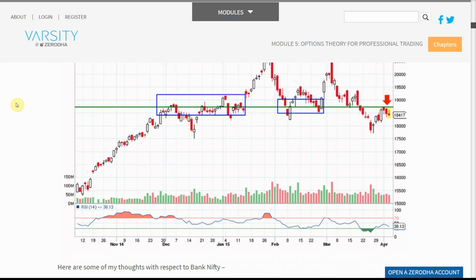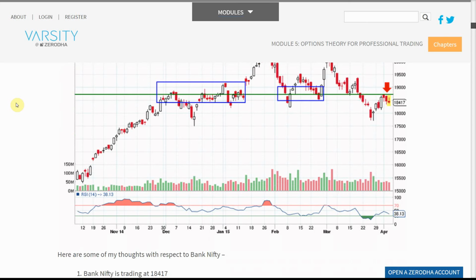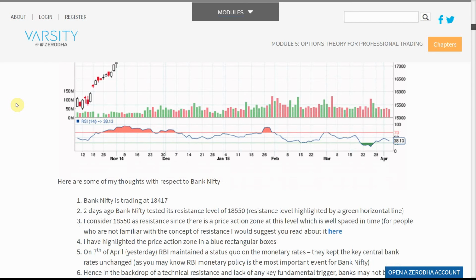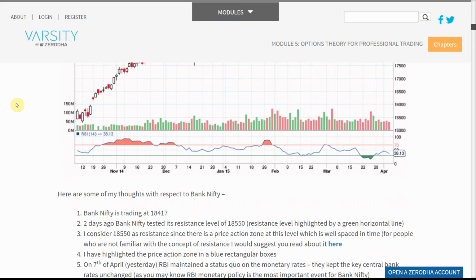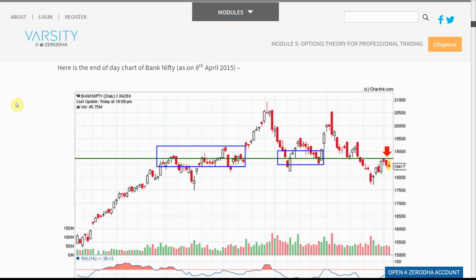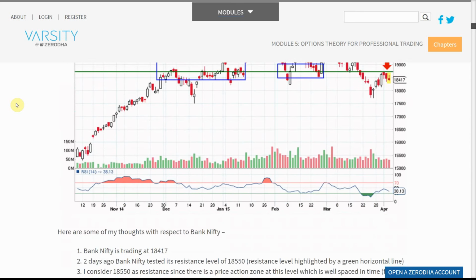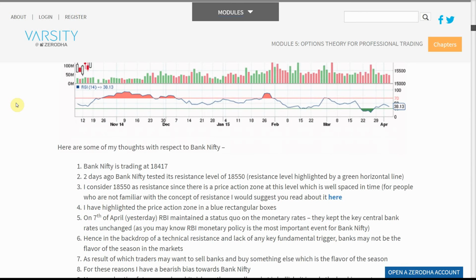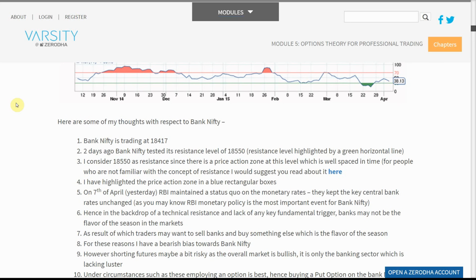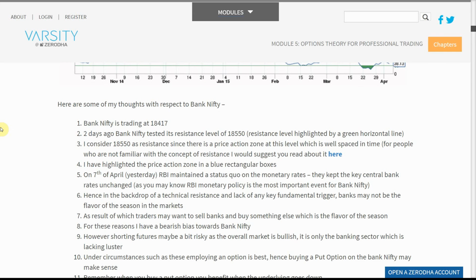Bank Nifty is trading at 18,417. 2 days ago, Bank Nifty tested its resistance level of 18,550, resistance level highlighted by a green horizontal line. I consider 18,550 as resistance since there is a price action zone at this level which is well spaced in time. For people who are not familiar with the concept of resistance, I would suggest you read about it here. I have highlighted the price action zone in a blue rectangular boxes.